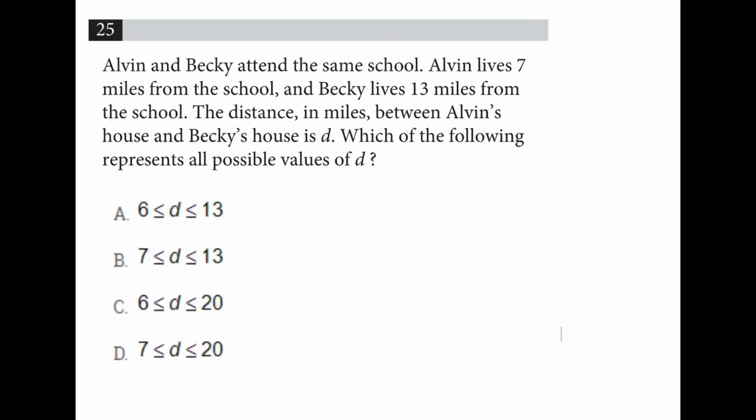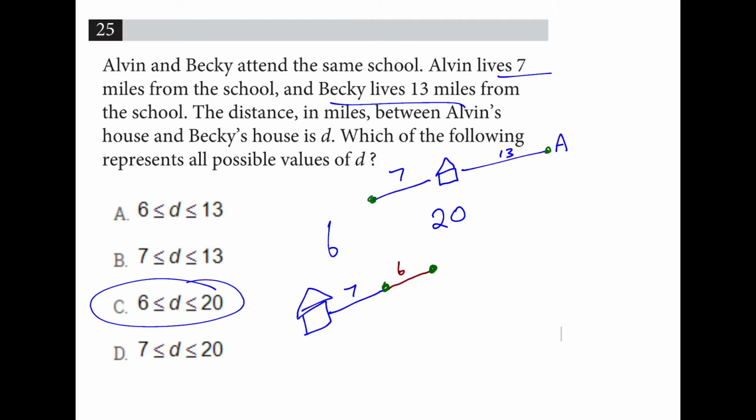So Alvin lives 7 miles from school and Becky lives 13 miles from school. Now it's possible they live in opposite directions, so 20 is going to be our maximum. And if you were to travel in the same direction, you would take 13 minus 7, and 6 is going to be our minimum. There's the possible distances. And there's a visual representation where you add the two, and you take the difference between the two.